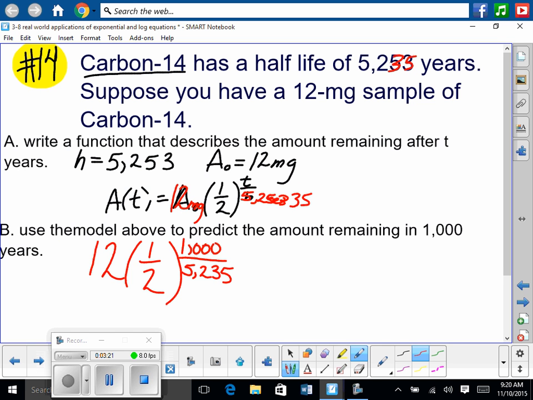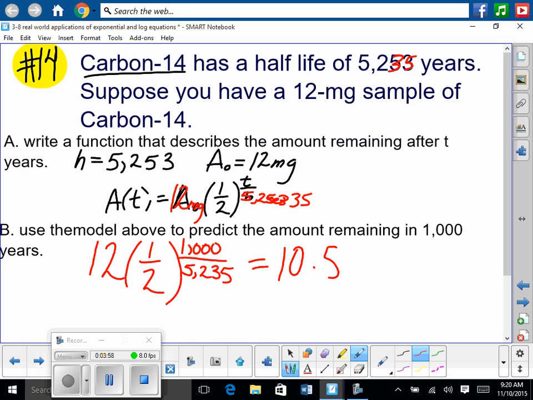So 12 times 0.5. Now you should all practice typing it in, because half the battle is learning how to type it in correctly. 1,000 divided by 5,235. I'll type it in so you can know you got the right answer. 10.5 is what I got. Wait, I got one more. 10.5. So you typed it in wrong. Usually what happens is when you raise it to the power. Right, it's raised to that power. Okay, did you all get that?